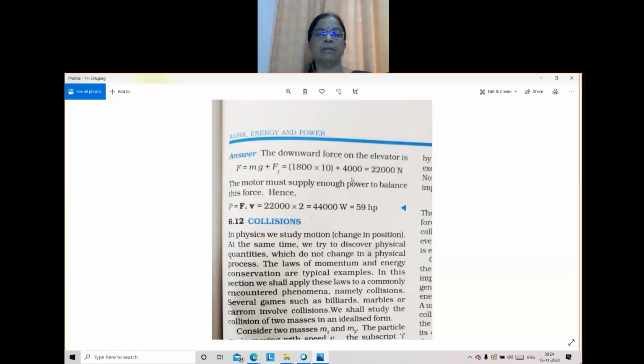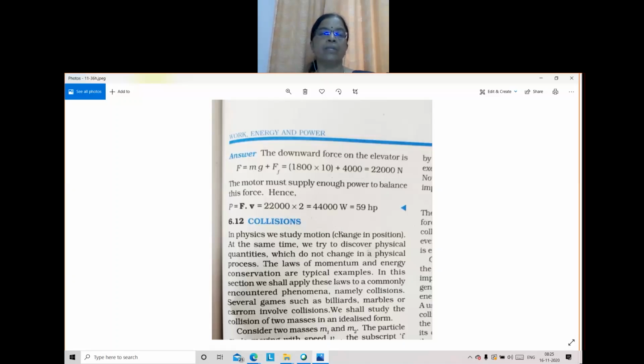Frictional force is given, opposing motion. So against that the motor has to do work to lift the elevator upwards. So mg plus the frictional force: 22,000 Newton. That is the force. The motor must supply enough power to balance this force. Hence, power equal to F dot V. We have studied one formula, power equal to F dot V. So F we have calculated, 22,000, into velocity 2. So instantaneous power P equal to F dot V, and we got the answer in watts.